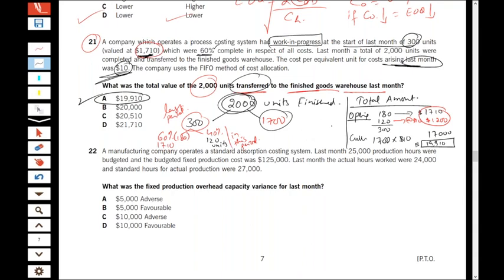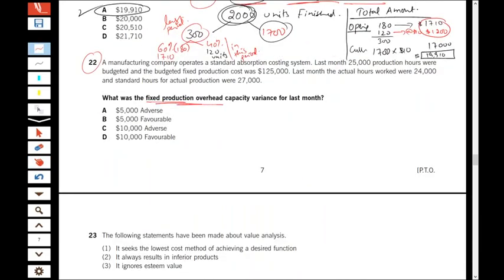Okay. Is it now fine? 60%, 1710. The amount is already given because the company uses the FIFO method. 120, 1710, and the remaining 40% will be valued at $10 because it will be completed in this particular period. And from 2000 units, 1700 units, obviously this is the current process cost. So we added all the costs. Okay, I've repeated this. Now, number 22 is about the fixed production overhead capacity variance.